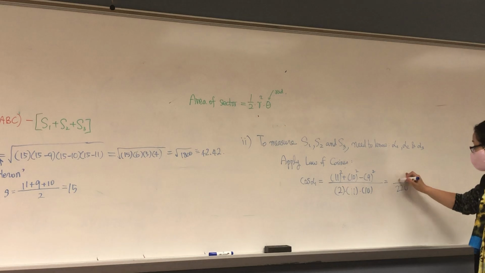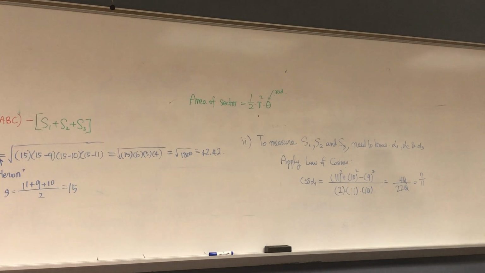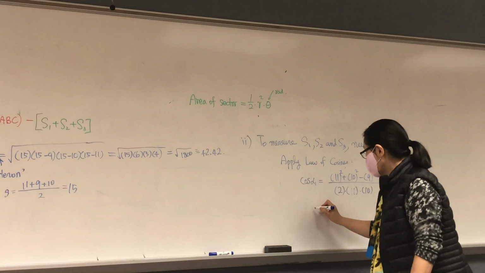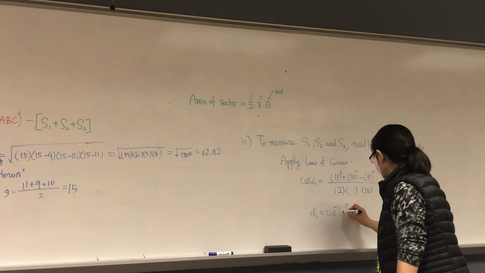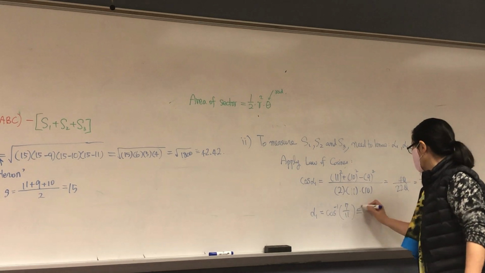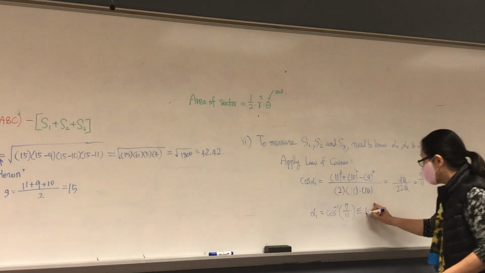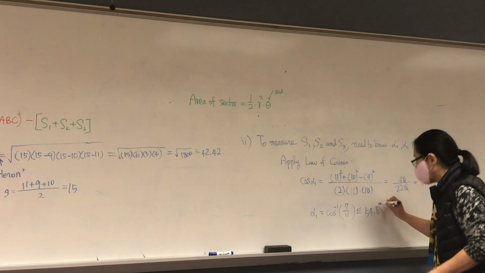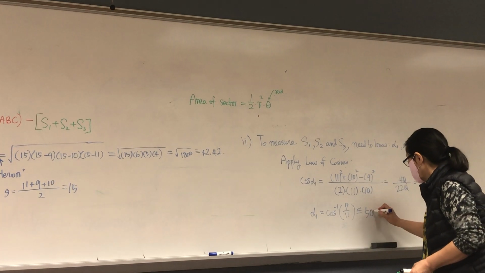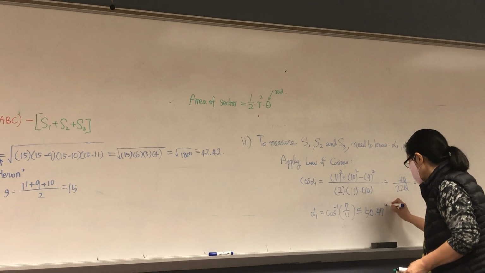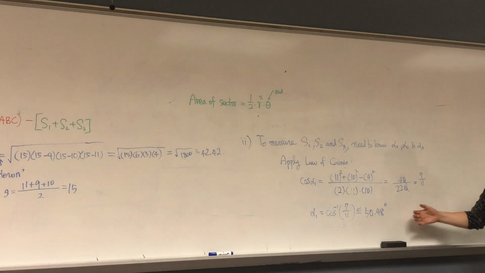140? So, 7 over 11. Am I right? Yes. Good. So, alpha 1 is what? Alpha 1 is cosine inverse 7 over 11. What is it? 50.48 degrees. Isn't it? Okay, so what do we know?